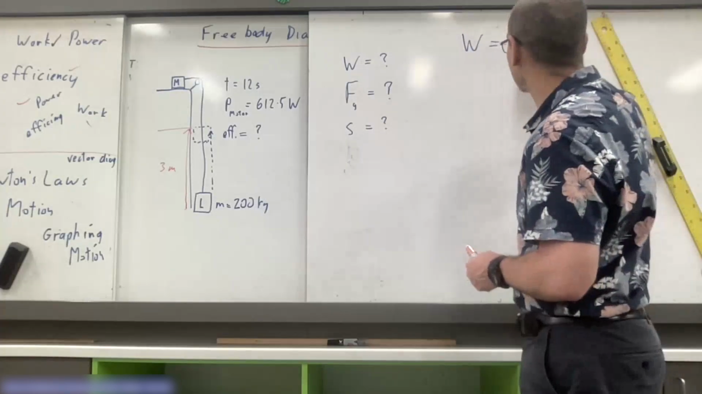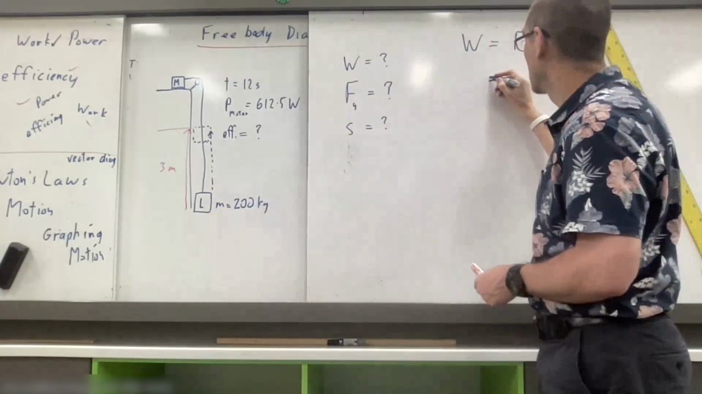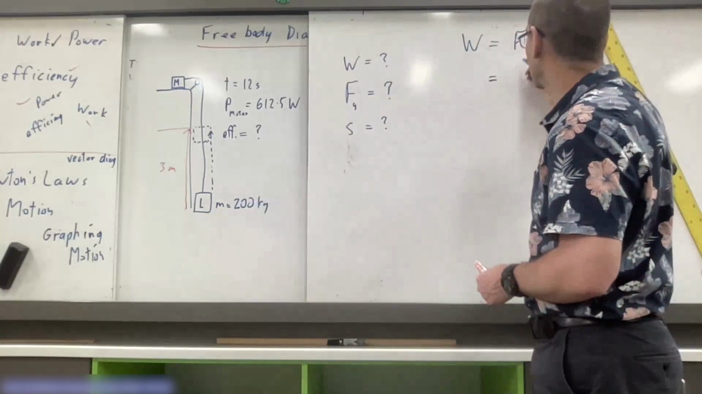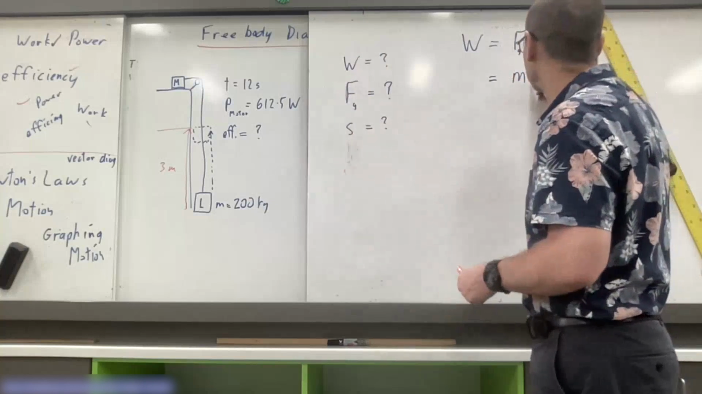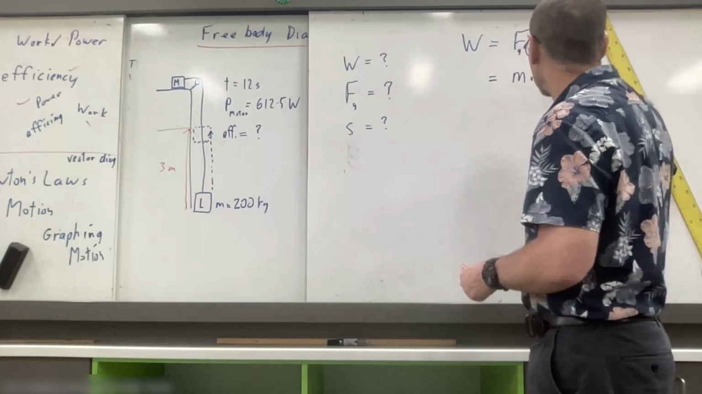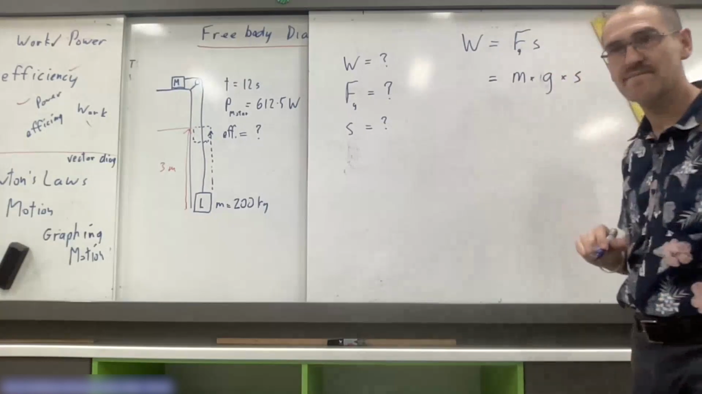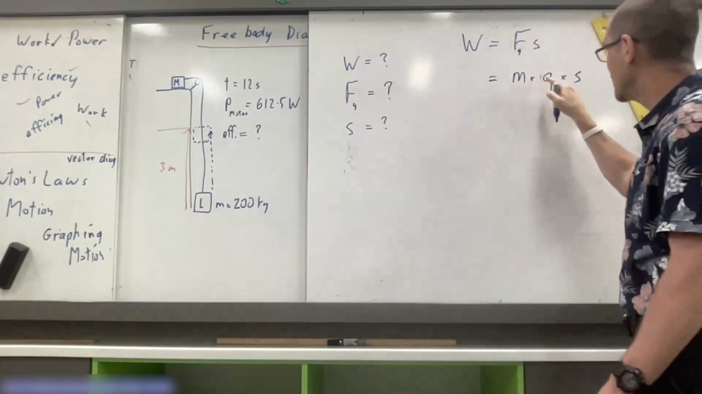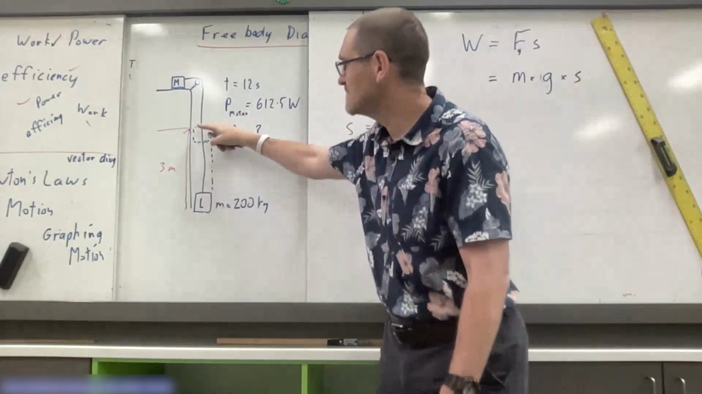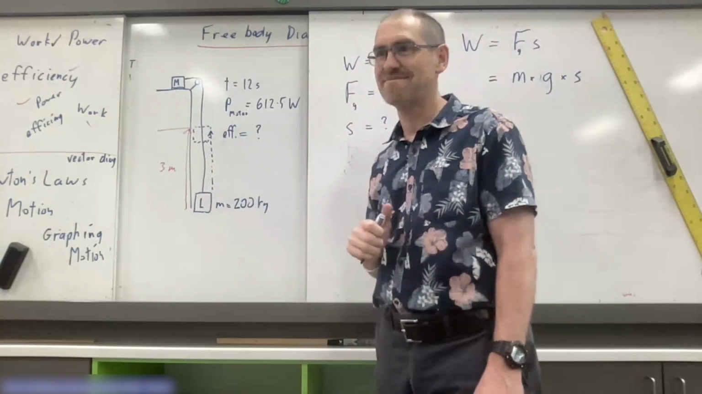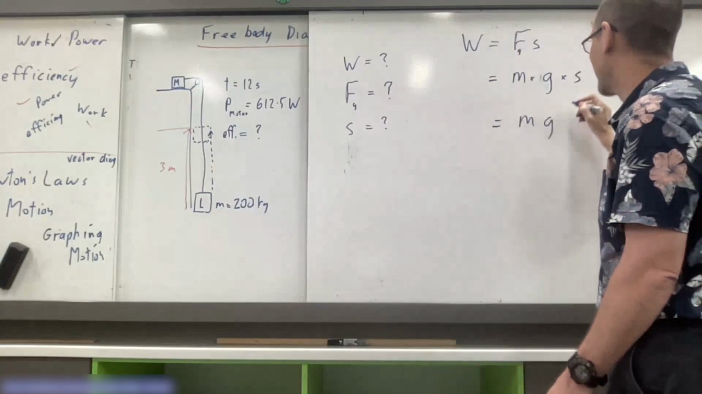Work is equal to Fs. What is the weight of my 200 kilograms? Very good. So weight, the force due to gravity, is equal to the mass, you said 200, times 9.8, times, of course, we've got this S still. Now 9.8 is g, right? Okay. Mass times g times S. S, the distance, the displacement it moved up. Is there any other letter we can use for that? H.